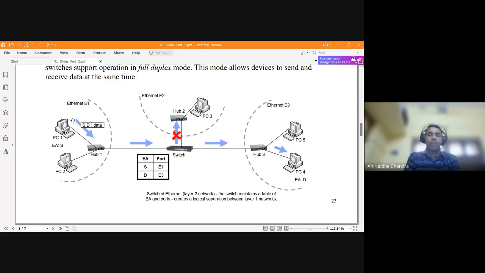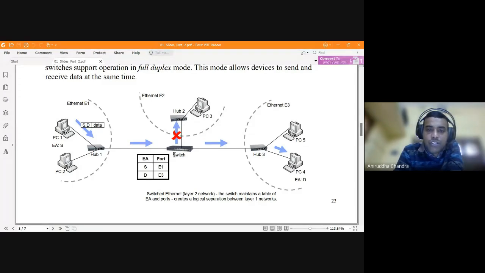Well, PC1 has only one connection to the outer world, that is through hub 1. So obviously PC1 is going to send the packet to hub 1. Now this hub 1 is a dumb device, so this hub will obviously send the packet back to PC2, but PC2 discards the packet. But the hub also sends the packet to this switch. Okay, so now the intelligence starts.